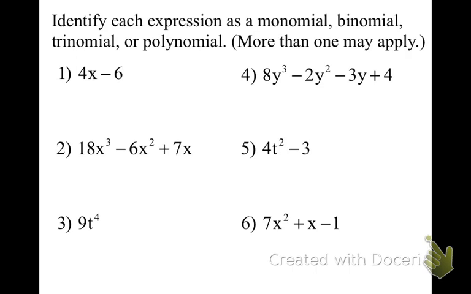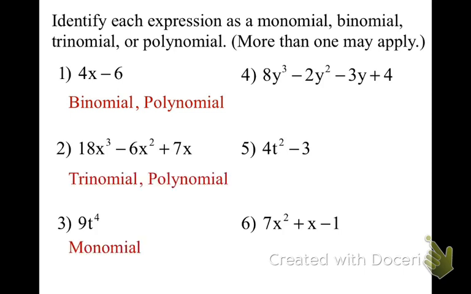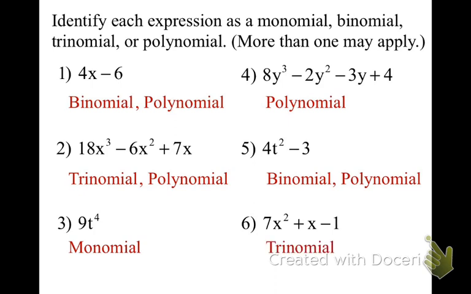Now check your work. Number 1 is a binomial and a polynomial. Number 2 is a trinomial and a polynomial. Number 3 is just a monomial. It is not considered a polynomial. Number 4 is just a polynomial. There's no special name for when it has more than 3 terms. Number 5 is a binomial and a polynomial. And number 6 is a trinomial and a polynomial.